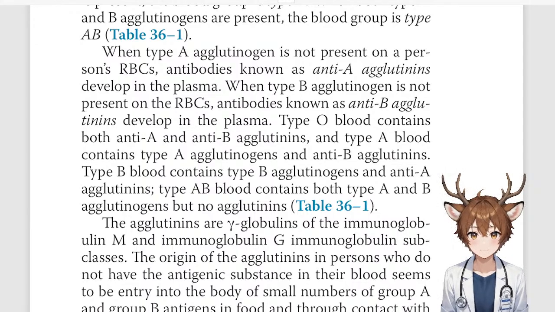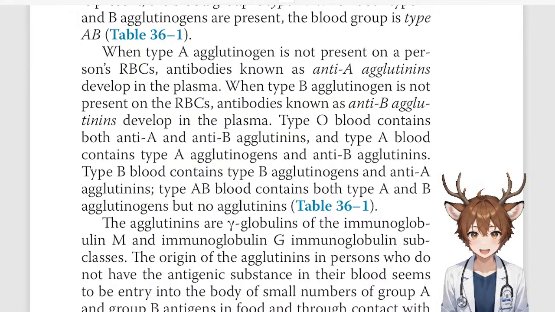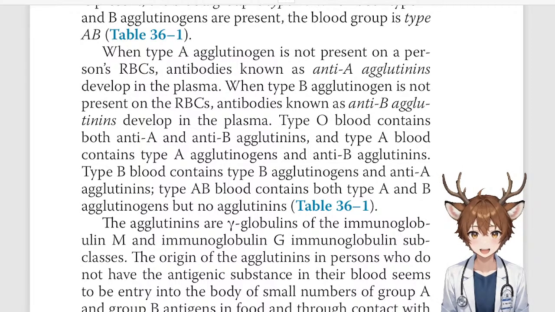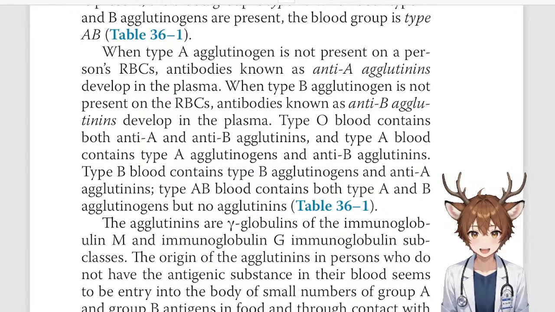But if you receive type O blood, which has none of the above-mentioned agglutinogens or antigens, then if you're type A or type B or type O, you can receive type O blood because it doesn't contain any of the antigens mentioned. Therefore, you will have no reaction to any antigen present because it doesn't exist there.